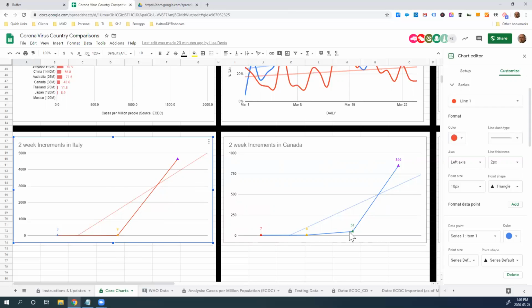Same with Canada. You can see the 4. This is over 8 weeks. We had 7 cases as of the 8th of February. We started tracking data on the 27th of January, so that's the first 2-week period, then the second 2-week period, then the third. For the last 2-week period from March the 8th, we were at 51 on March the 7th, and by March 21st we went from 51 to 846 over a 2-week period.